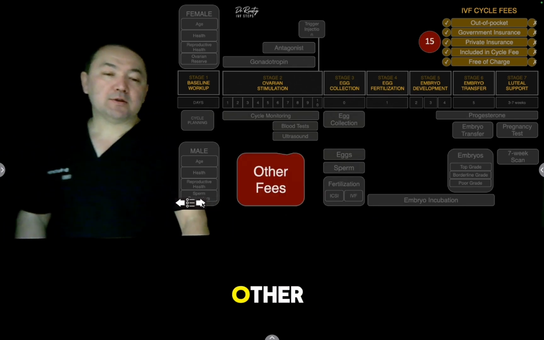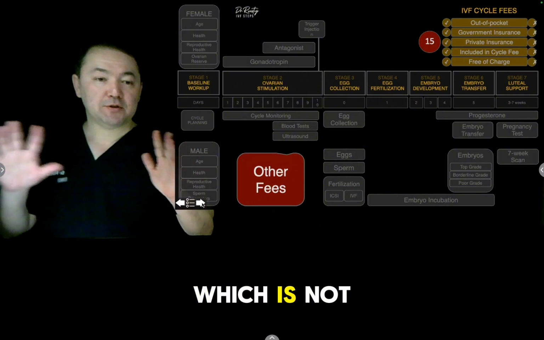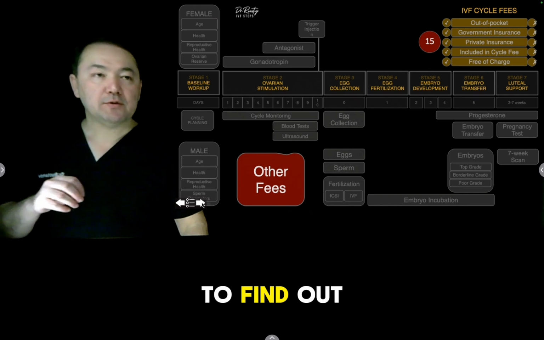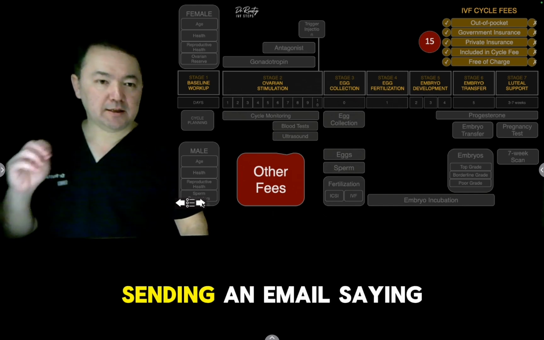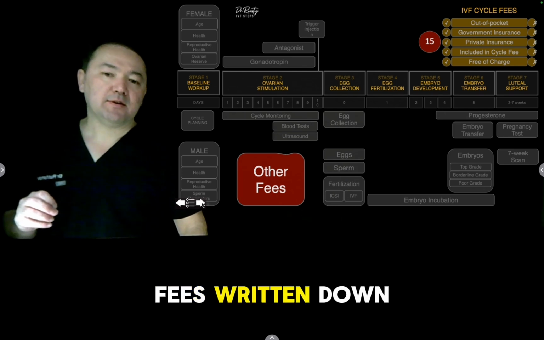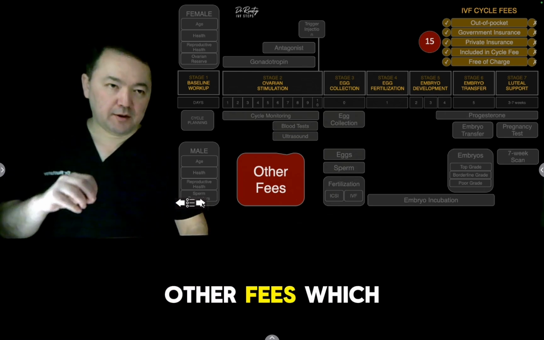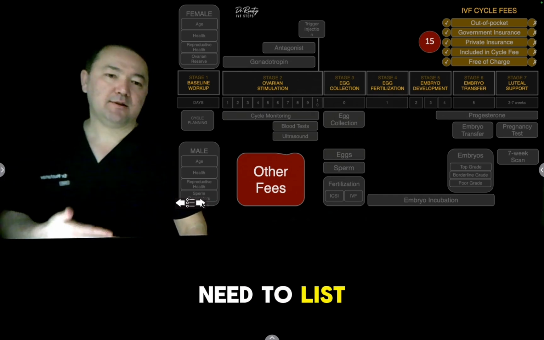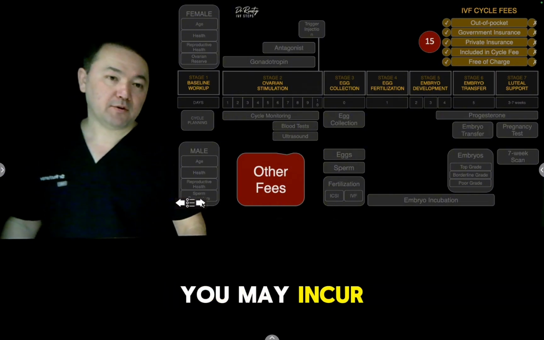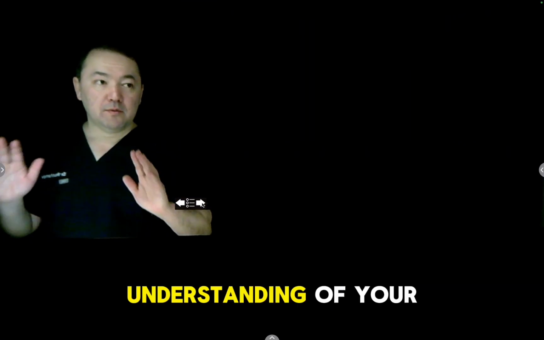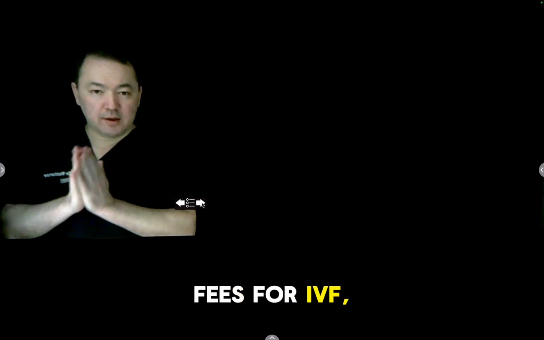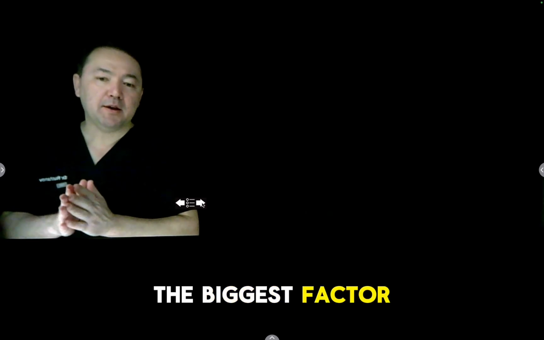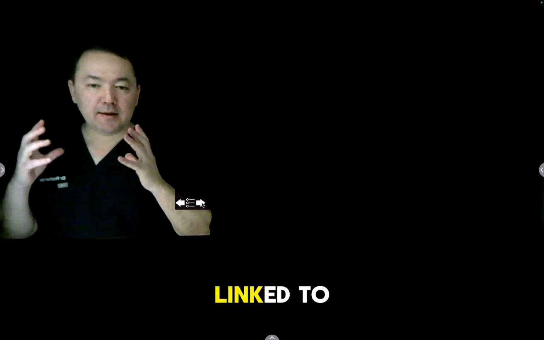Okay, so other types of fees may be out there, which are not included in this step. So you really need to find out. The best way of finding out is just sending an email saying, I've got these fees written down here. Are there any other fees which are not included here? Then clinics will need to list any additional possible fees you may incur. So understanding your fees for IVF before your IVF cycle is by far the biggest factor to minimize your stress linked to IVF.